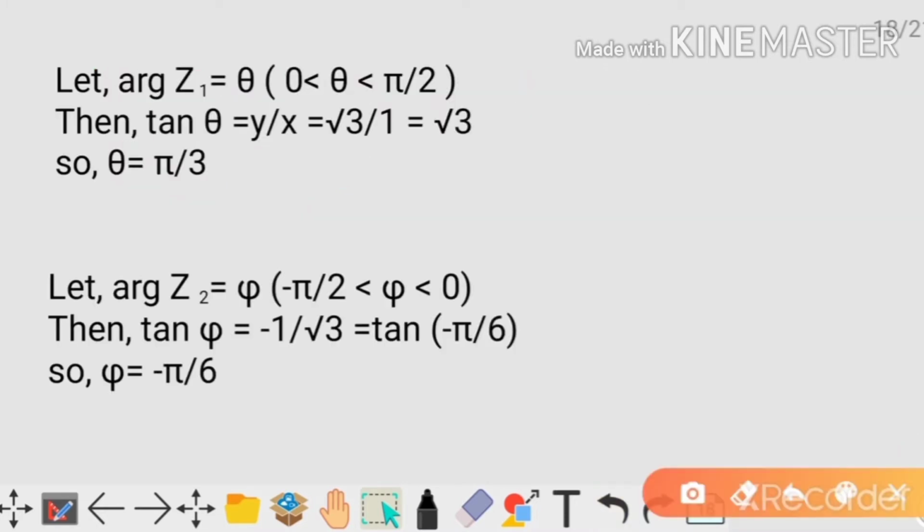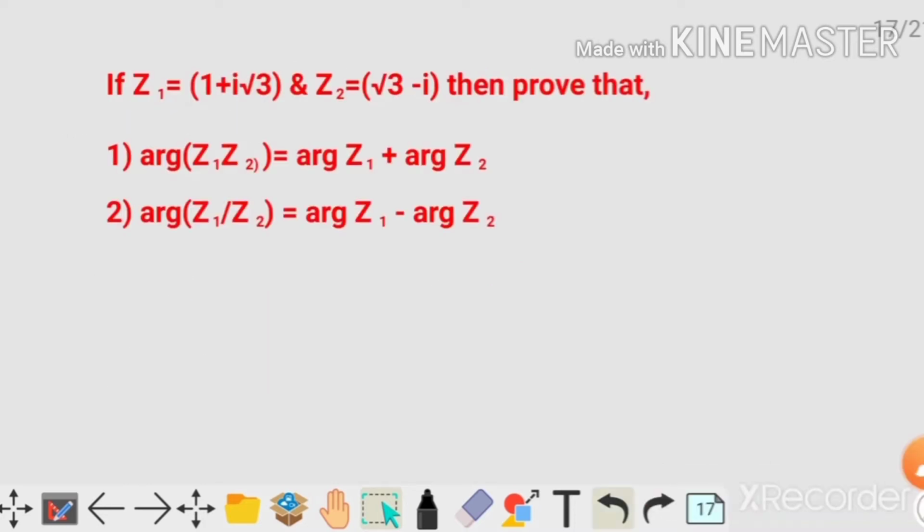Here we have supposed that the argument of Z1 is theta and the argument of Z2 is phi. But we have chosen two different intervals for theta and phi. Now the question arises: why? So for this, we will go back to the problem.